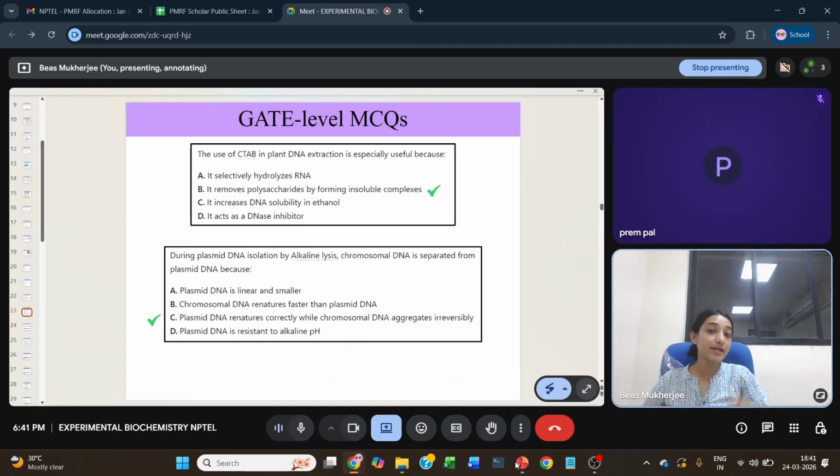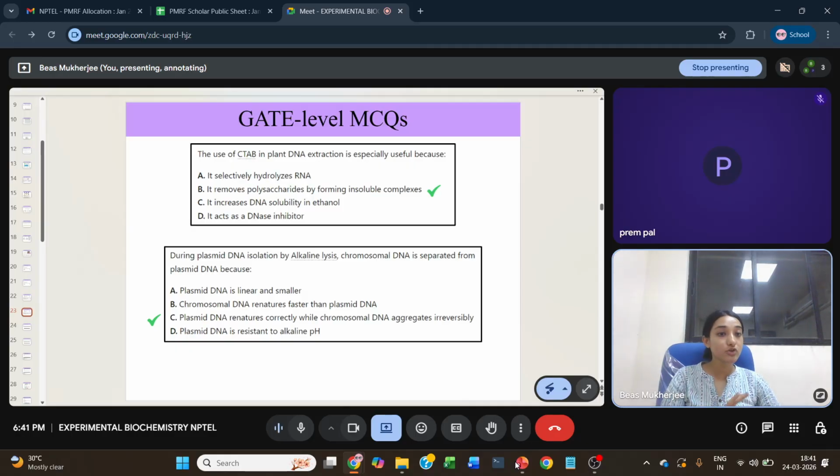But then remember that chromosomal DNA does not aggregate irreversibly. It aggregates reversibly. So if you leave this solution for 2 to 3 days, maybe sometime, it will once again renature back.